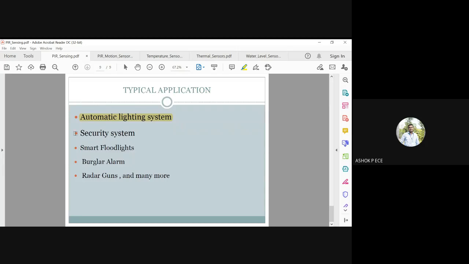Security system: you can detect human presence. It can only say mere human presence. It cannot say whether the person is authorized or unauthorized. That intelligence your PIR sensor does not have. It can just say whether people are around your locality. Smart floodlights, same thing in a stadium: depending on the number of people, you alter the brightness of the lights. Burglar alarm, radar guns, and many more applications of PIR sensor are there.